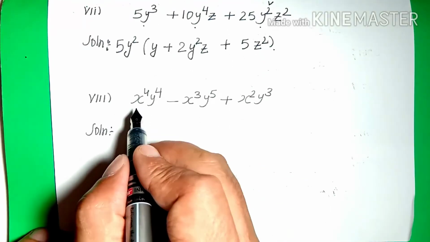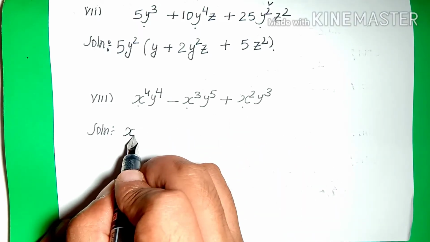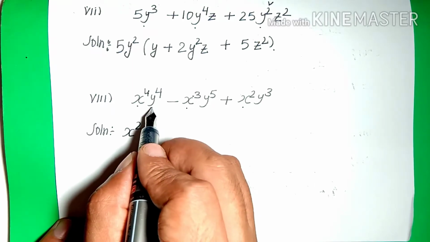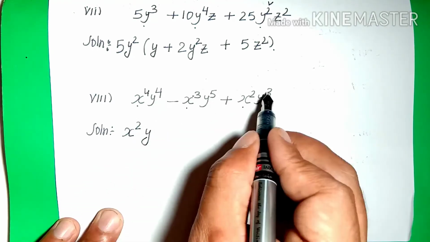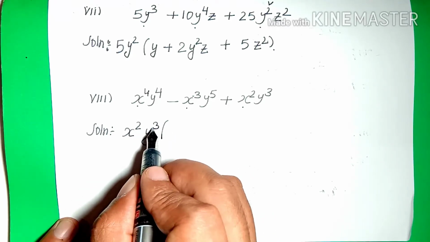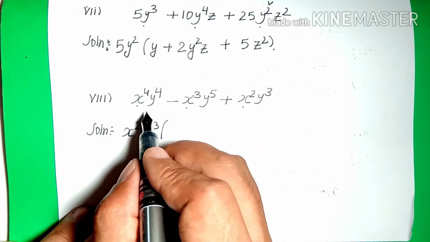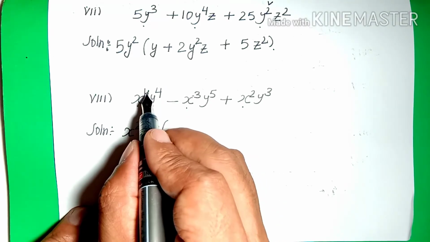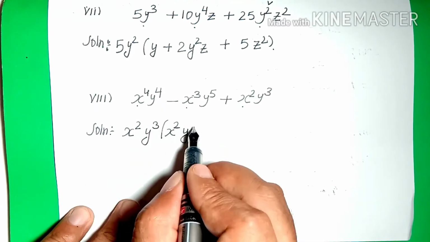Now we can see here the variable x. That means we can take x common, but among these three the least power we have here is square. Likewise y. That means again we can take y, and among these three the least power we have here is cube. Now after taking x square y cube from these three terms as the highest common factor, then the remaining from this term, how many x will be left out? 4 minus 2 will be 2. Again here y will be 4 minus 3 will be 1.